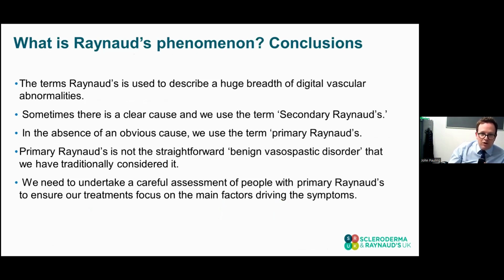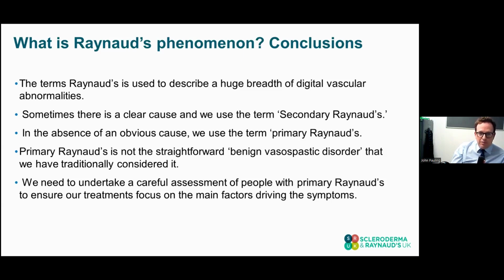So I'm going to stop talking now so that we can start addressing some of your questions. But just to conclude, Raynaud's really is a complex field because we've ended up applying this term Raynaud's phenomenon to describe this huge breadth of conditions and clinical scenarios related to digital vascular abnormalities, related to reduced or impaired circulation to the fingers. Sometimes there's a very clear cause, and in that instance we use the term secondary Raynaud's.